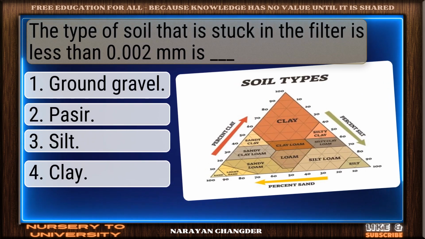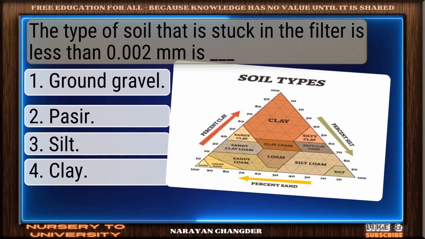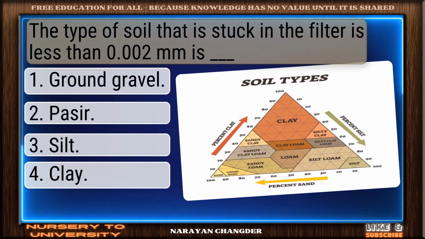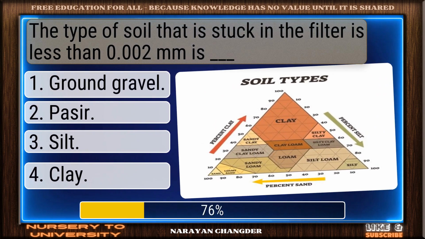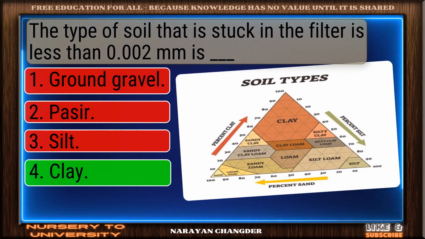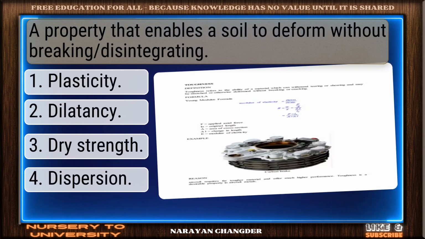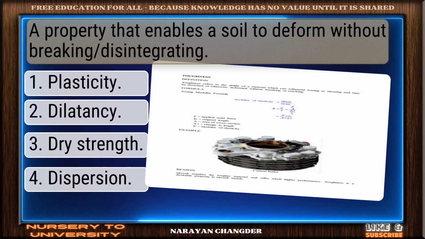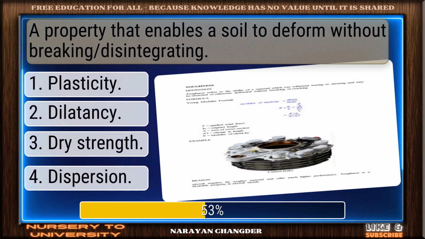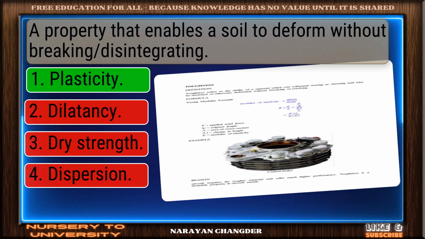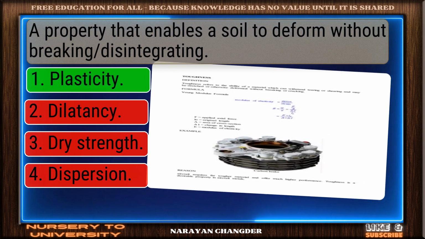The type of soil that is stuck in the filter, less than 0.02 nanometers, is dash. Well reasoned. Clay is the correct choice. A property that enables a soil to deform without breaking or disintegrating. On track. Plasticity is the correct answer.